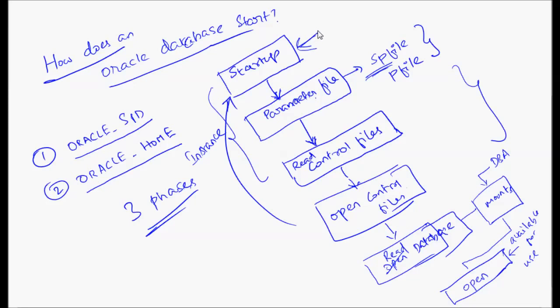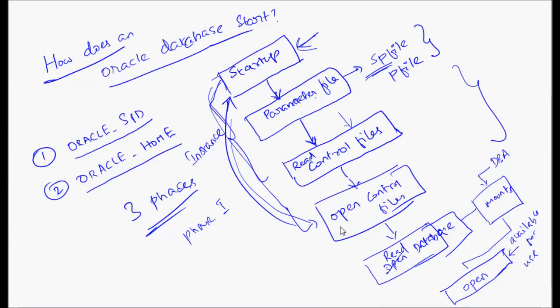So when you issue the startup, that startup will look for the parameter file, and once it finds the parameter file, it reads it, and it gets the information of where the control files are located. Once it's able to find the control files, it opens the control file. Up to this part, from startup to opening the control file, this is phase 1.